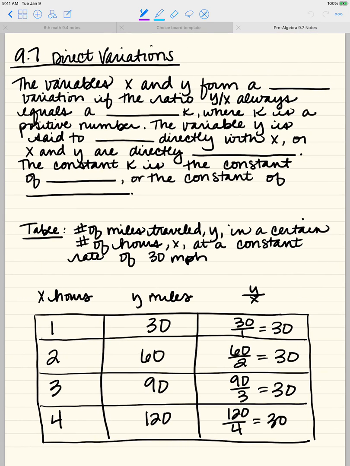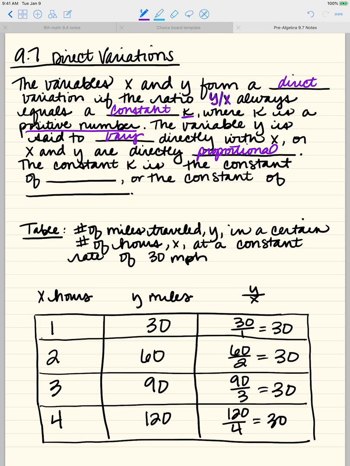Okay, first off, we are going to start right away with some definitions. The variables x and y form what's called a direct variation if the ratio of y to x always equals a constant, which we call k, just like we call slope m, we're going to call the constant k, where k is a positive number. The variable y is said to vary directly with x, or x and y are said to be directly proportional.